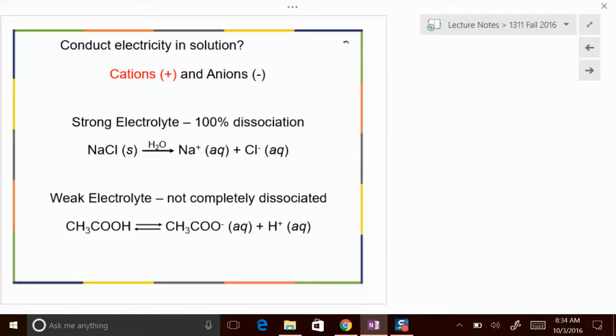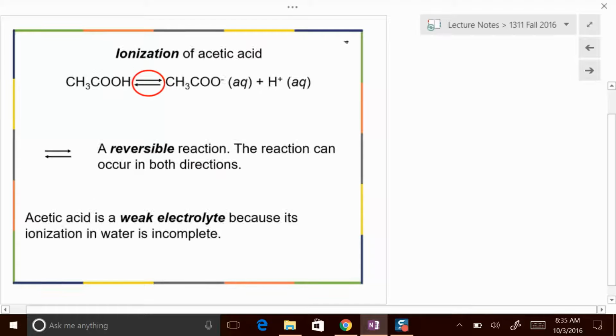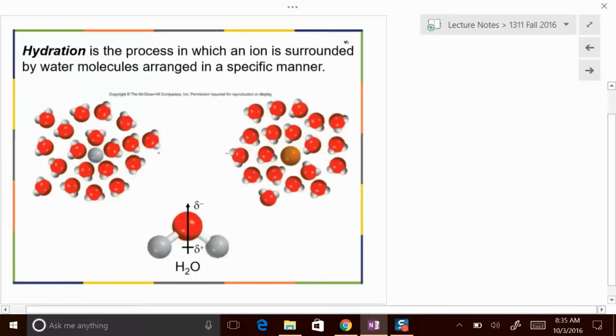So strong electrolytes are the ones that dissociate 100%. Weak electrolytes, not 100% dissociation. So this is that same example I gave you. Okay, acetic acid dissociating into acetate and H+. Okay, it's not a complete process. You see, it's going back and forth, back and forth. So there's not as many free ions here as there are here because sodium chloride doesn't have a reverse arrow. It just dissociates 100% and remains dissociated. Therefore, it's a strong electrolyte. Okay, so we're good with that.